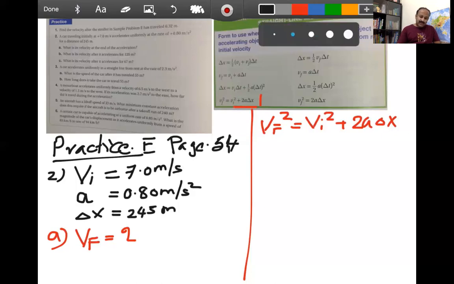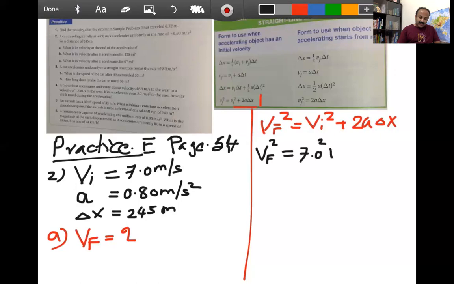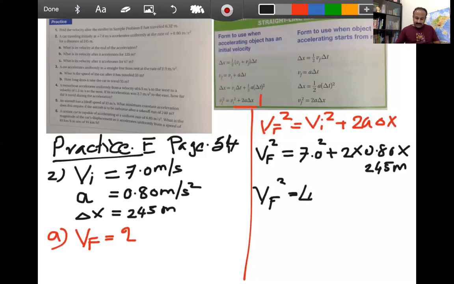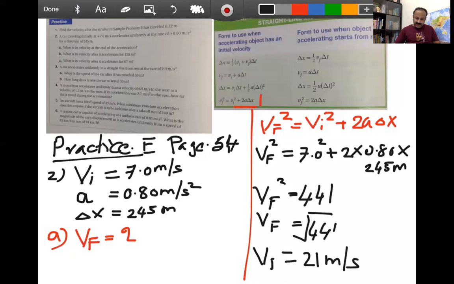You just directly plug in all the values. Your VF squared is equal to VI squared, 7.0 squared, plus 2 times the acceleration, 0.80, times your delta x, 245 meters. So VF squared is going to be 7 squared, which is 49, plus 2 times 0.80 times 245, so that is 441. So VF will be equal to the square root of 441, which is equal to 21 meters per second. So this is the answer for part A.